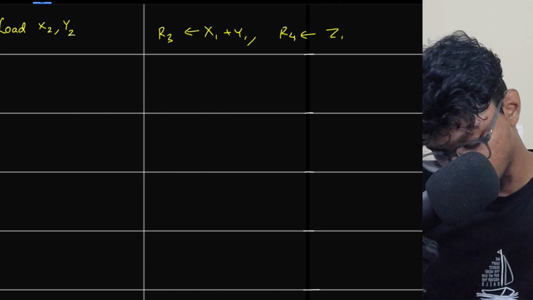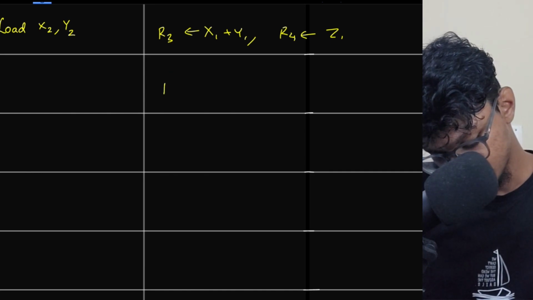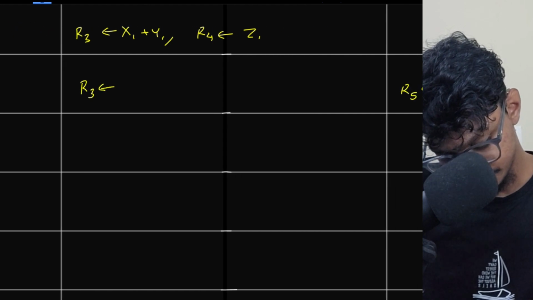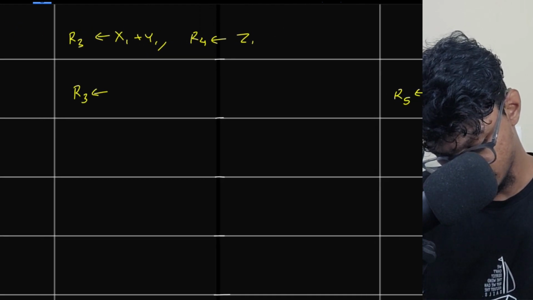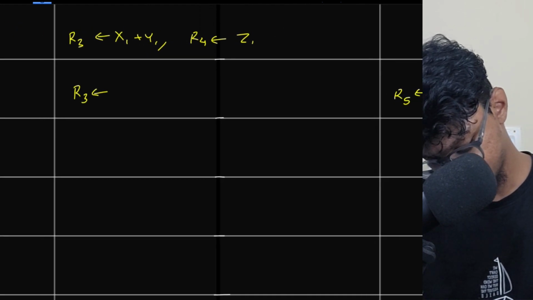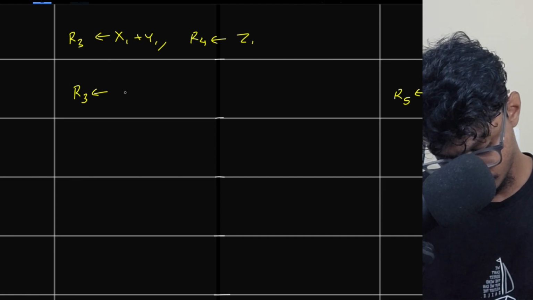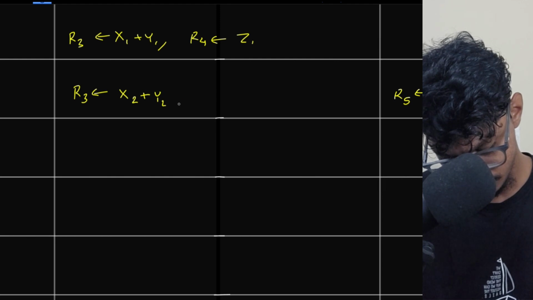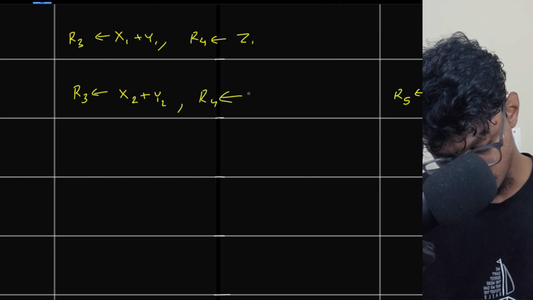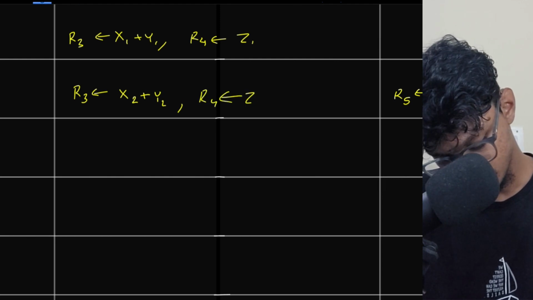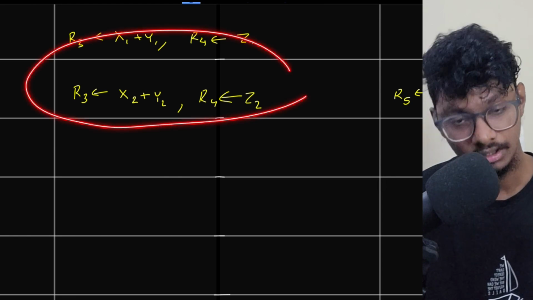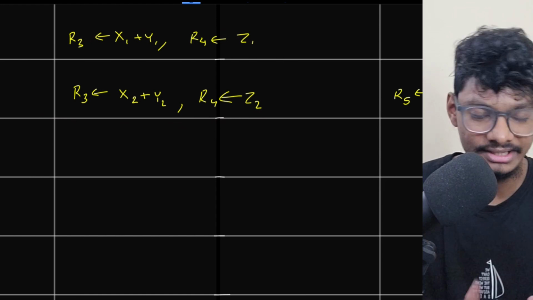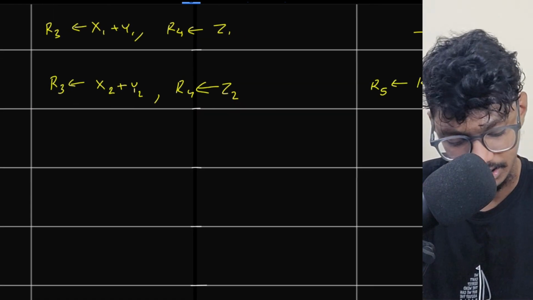So for x1 y1, again the same thing will happen here: my R3 will get loaded with x2 plus y2, and R4 will get loaded by z2. There is a problem here that we will come to later on. For now, just assume there is no problem. Why am I telling you about a problem? We will understand it in the hazard chapter.